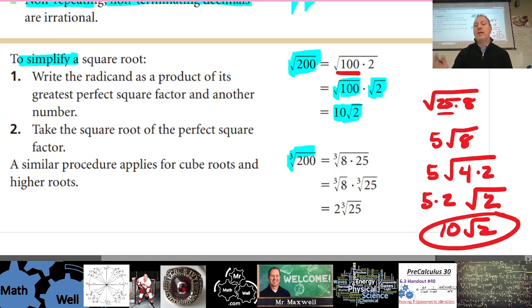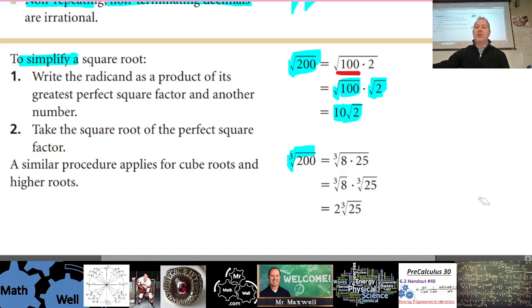Cube roots are most common. If you have the cube root of 200, you're going to want to find a factor of 200 that is a perfect cube. And here is where we would choose 8 as a perfect cube, okay? Because 8 is 2 times 2 times 2. So the cube root of 8 can be simplified to just plain old 2 right there. And then the cube root of 25 cannot be simplified any further, so we write that over there. And this is our final answer. So again, if you see a 3 there, you're looking for a perfect cube factor. If you see nothing here, you're looking for a perfect square factor. And that's how you simplify.